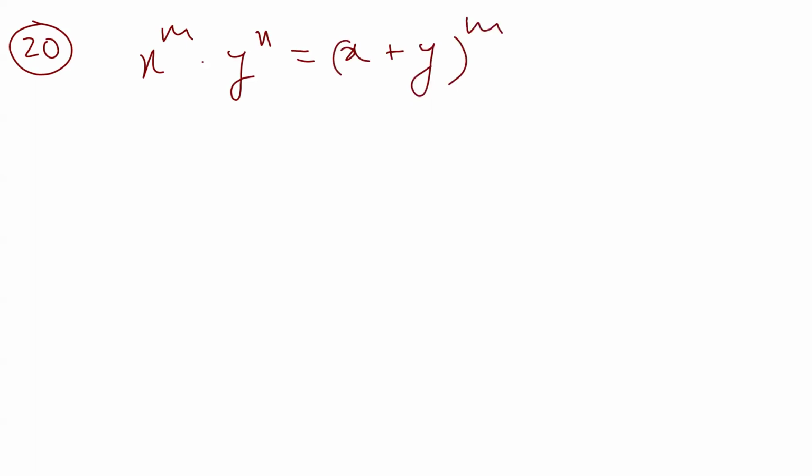So question number 20 says x raised to m into y raised to n is equal to x plus y raised to m plus n. See, now there are multiple terms with powers and multiplication also. The rule was multiple terms with powers or multiplication and division. Okay, but then multiplication is there.